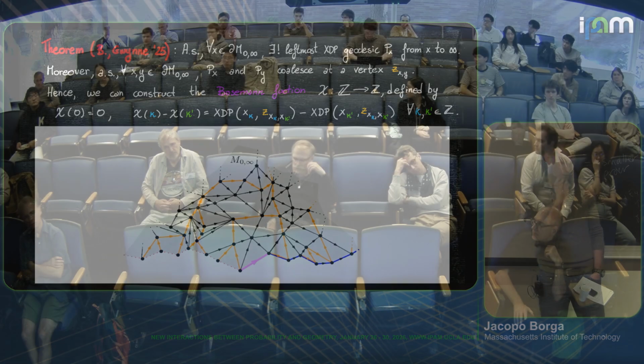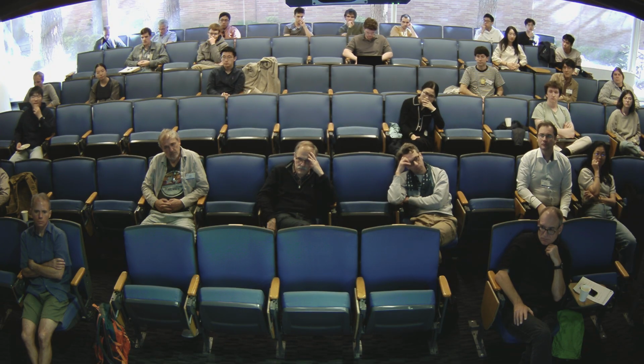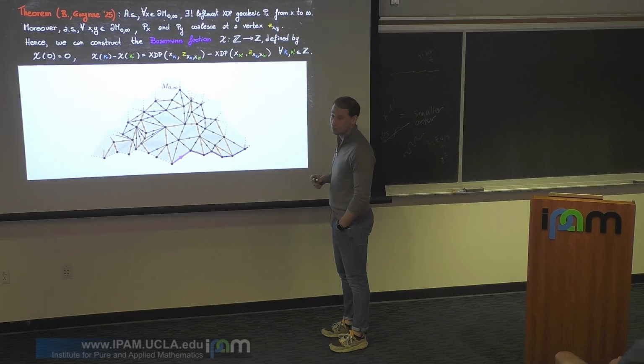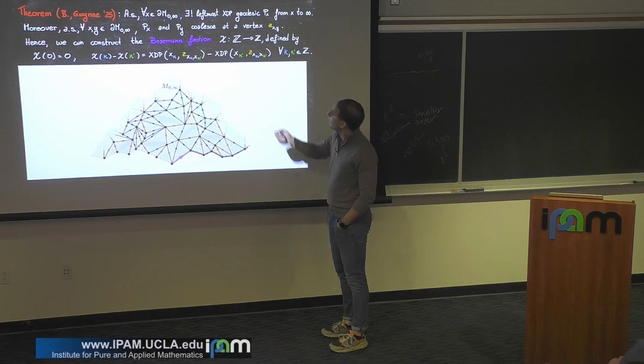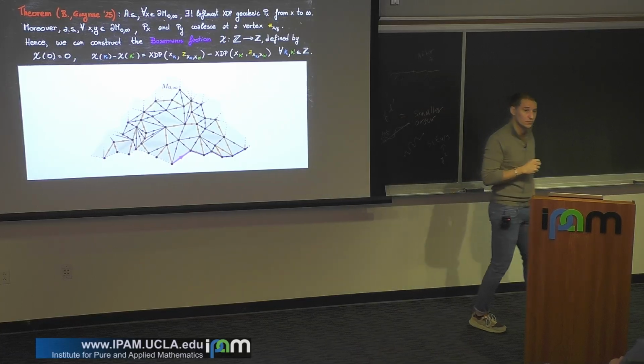So is Z sub xy finite almost surely? It is finite almost surely, yeah, but it depends on x and y. Do you mean that everything is almost sure here? Yeah, everything is almost sure. Any other question?